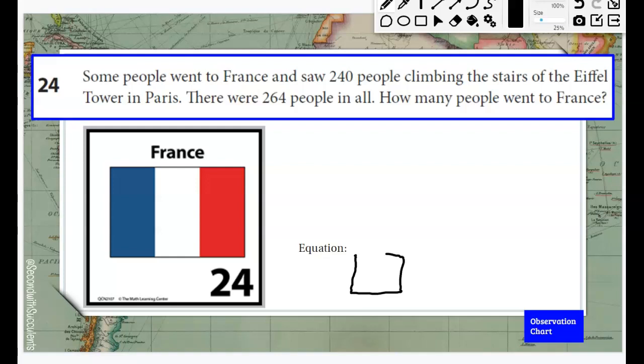We have some people that went to France. They saw 240 people at the Eiffel Tower. Altogether, there were 264 people. What does this problem want us to do? If you're thinking, well, it wants us to find the difference between 240 and 264, well, that's good thinking.